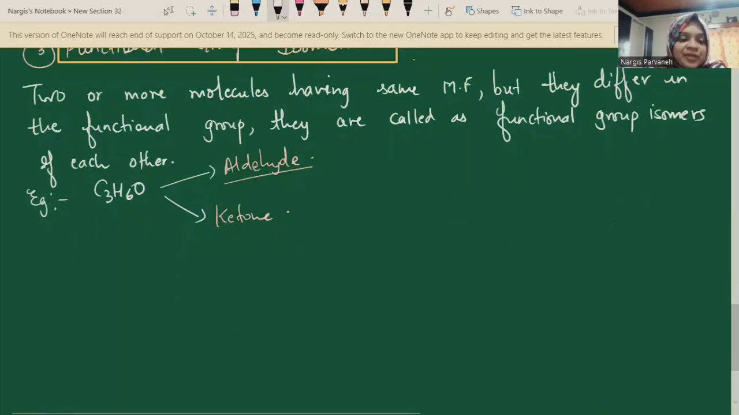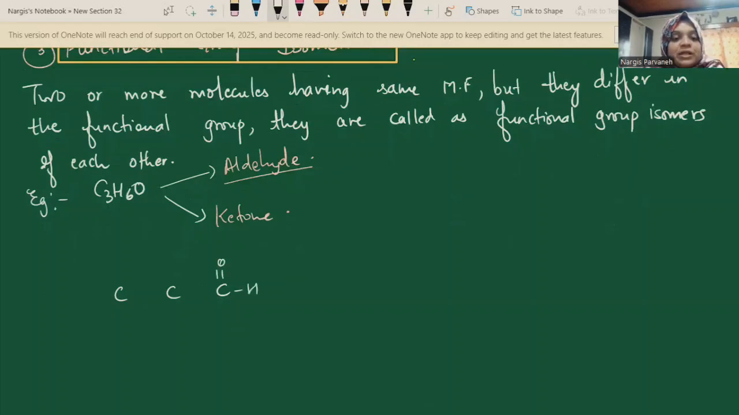Let us write the structure. Okay, 1, 2, 3. Aldehyde, you know that it is a terminal functional group. या तो यहाँ पर होना चाहिए या तो यहाँ पर होना चाहिए उसका. Okay, I'm writing here the remaining hydrogen atoms. Notice C3H6O. Now ketone is also there. Ketone.